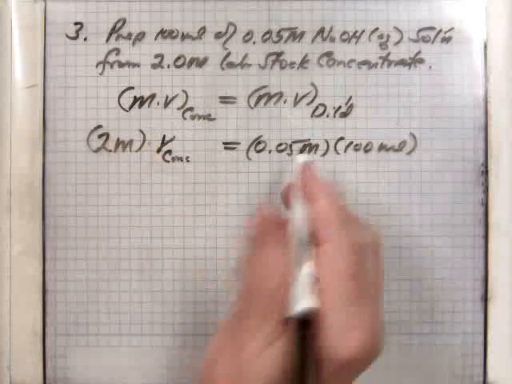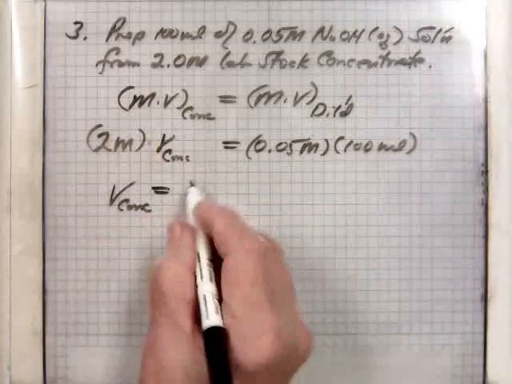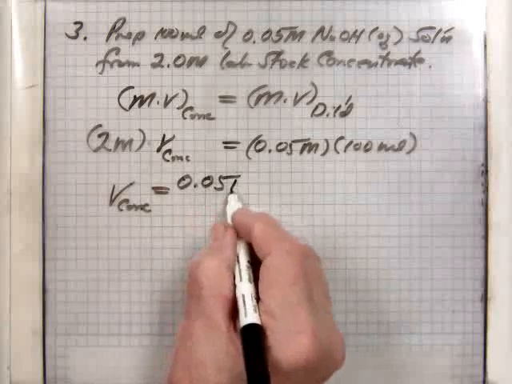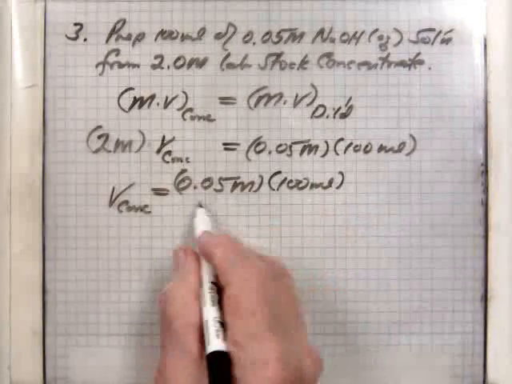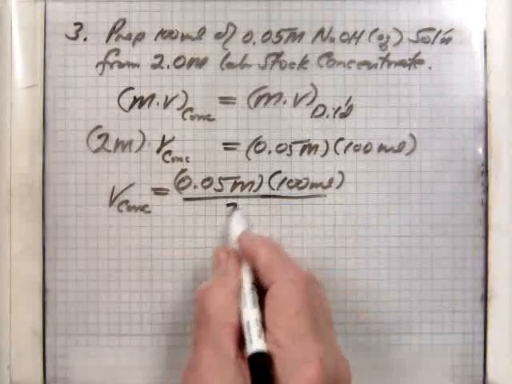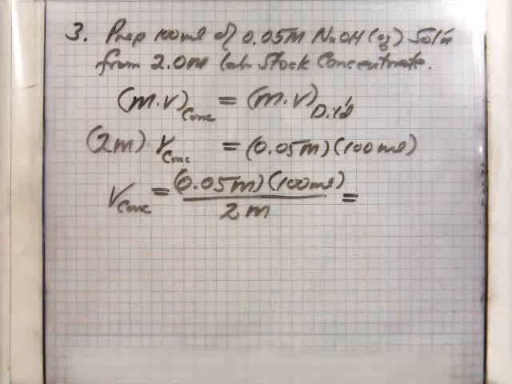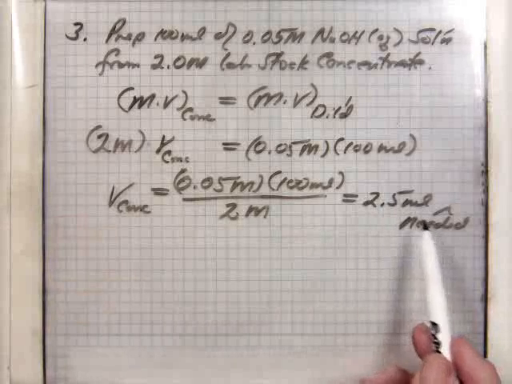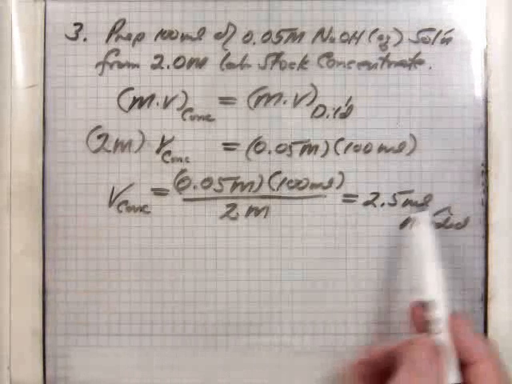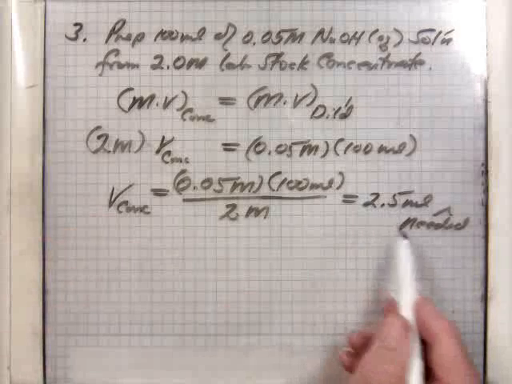So solving this for the volume of the concentrate, 0.05 molar times 100 mils divided by 2 molar solution gives us 2.5 milliliters of the 2 molar stock, and you can transfer this directly and then dilute it.